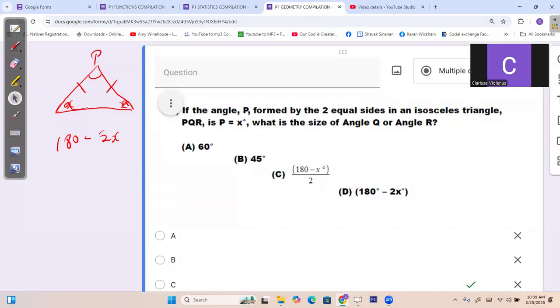Oh no, I read that wrong. Sorry guys, I'm a little tired from doing these videos back to back. They say P is X, sorry. So if P is X, to find A, these two, you say 180, you minus P, or you minus X, and then you divide, because these are the ones they want. Then you divide that by 2. That's why the answer is C. This one here.